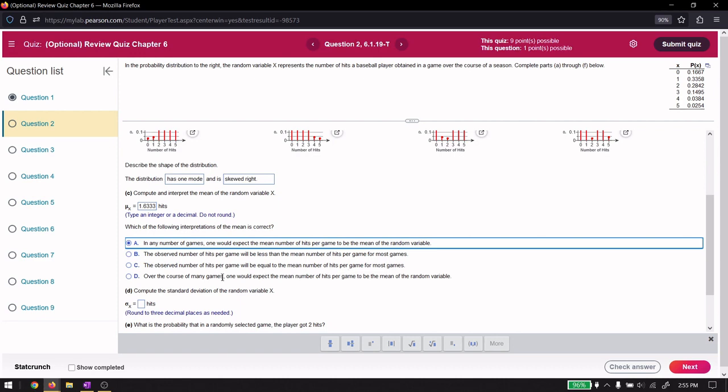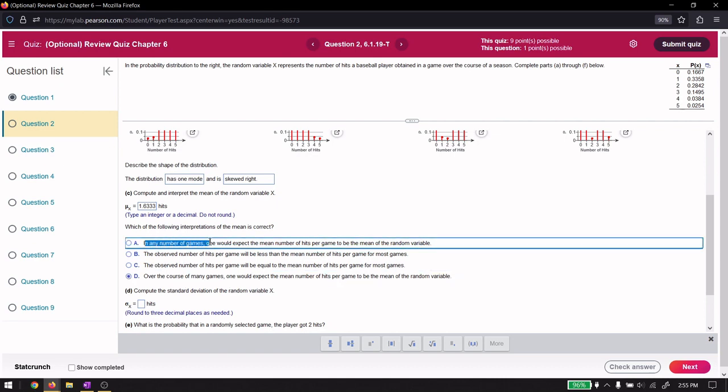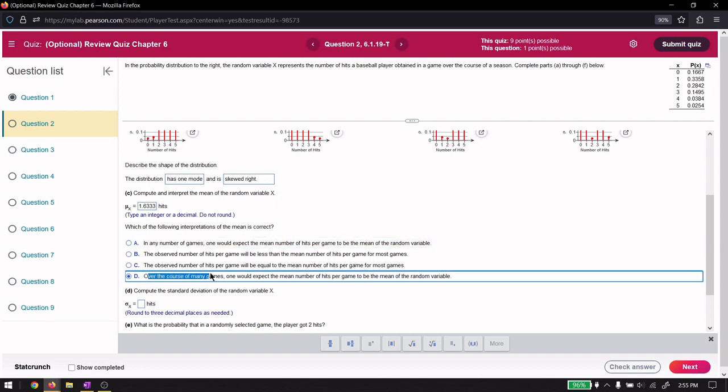Over the course of many games, one would expect the mean number of hits per game to be the mean random variable. That sounds actually better, because the first one says any number of games. This one says over the course of many games, and that's the key thing, the law of large numbers.